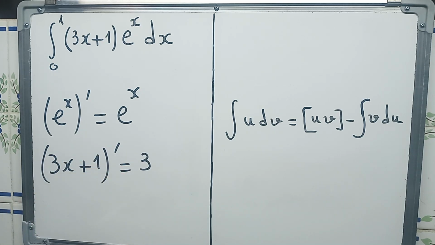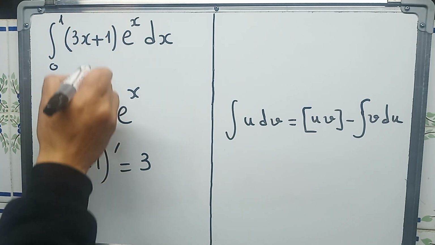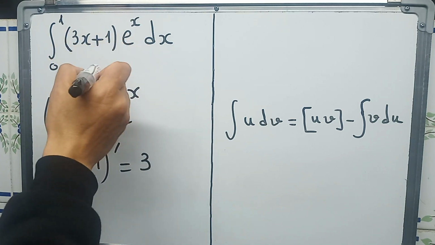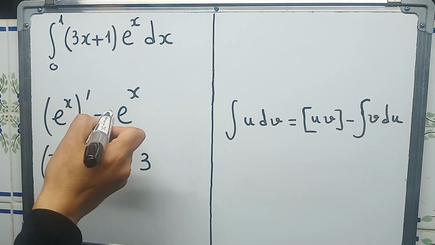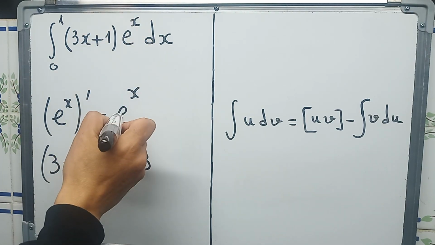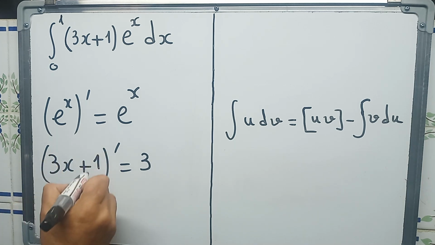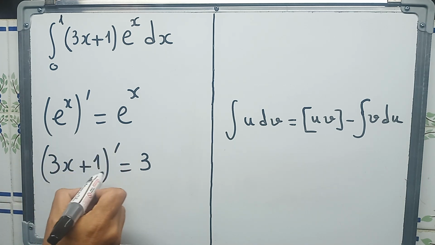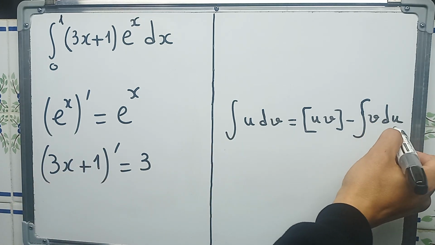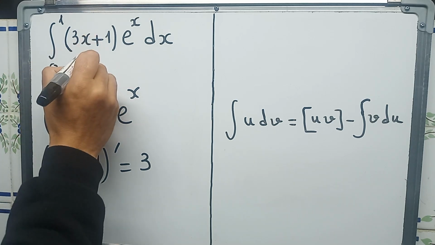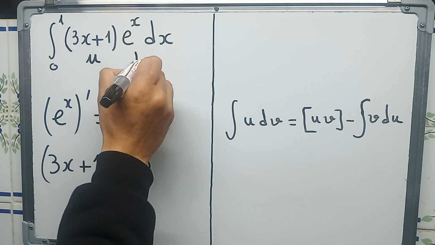And from here, we would like to get rid of 3x plus 1, because if we get rid of 3x plus 1, the integral will be easy. We will have just 3 exponential x, and the integral of exponential x is exponential x. So since we would like to get rid of 3x plus 1, our u is 3x plus 1, which will be differentiated here. So here it's our u. And of course, the other one will be dv.